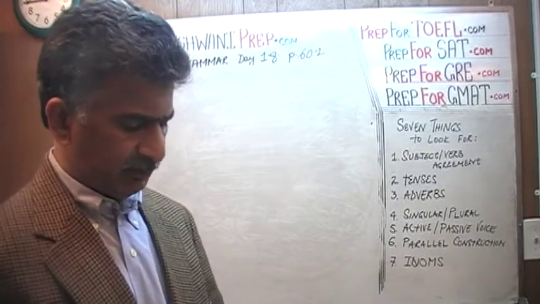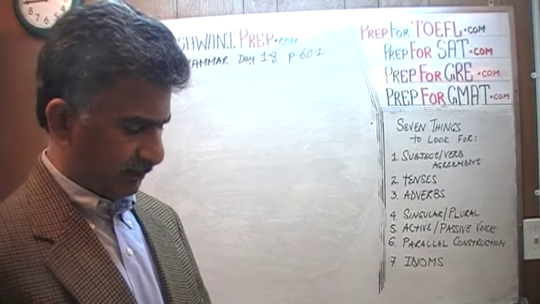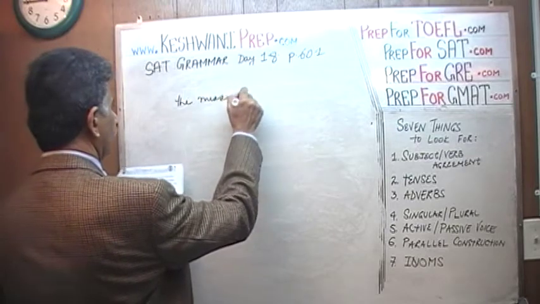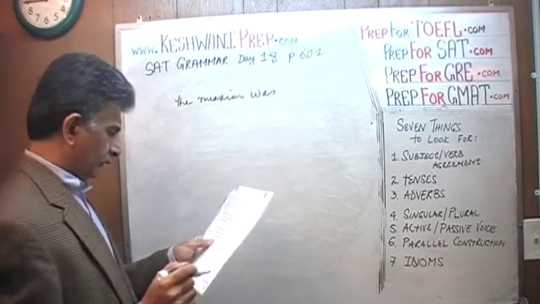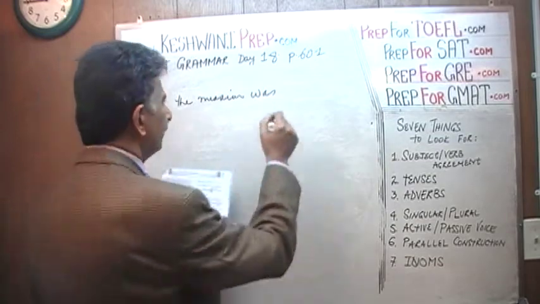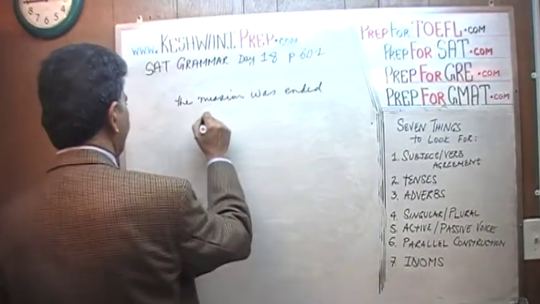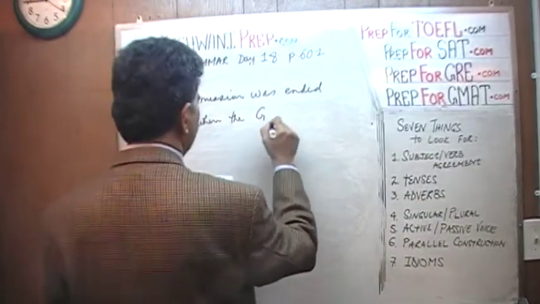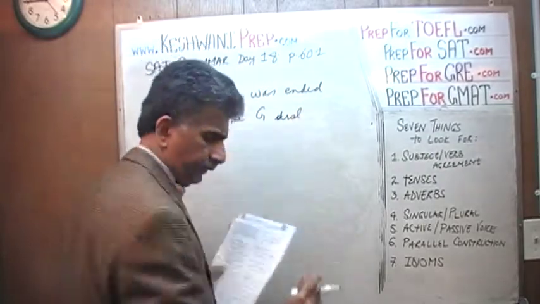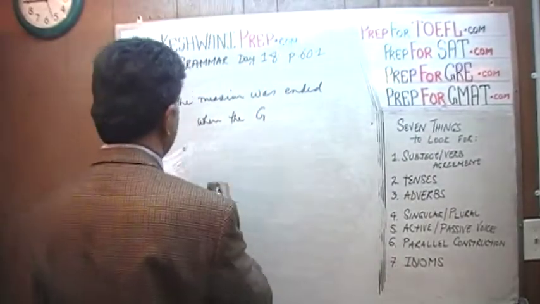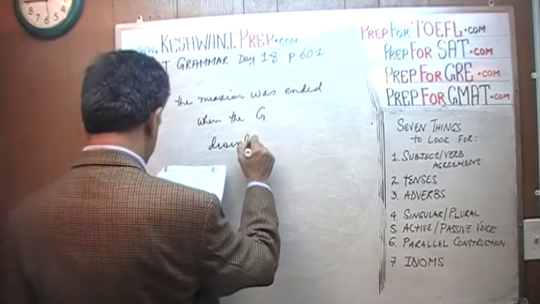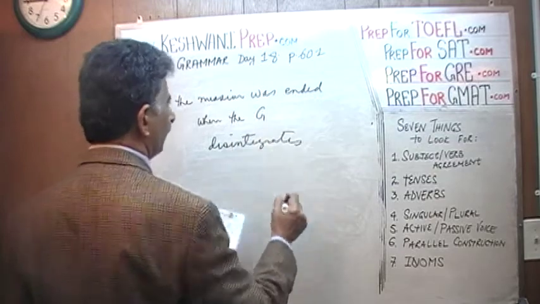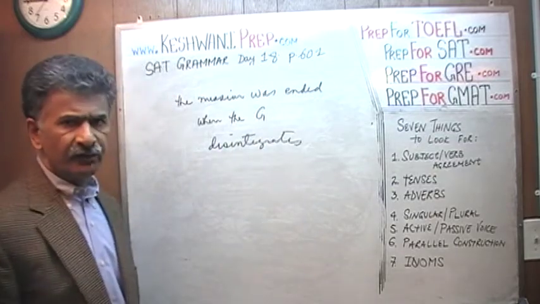14 years after the Galileo space probe was launched from the space shuttle Atlantis, the mission, we are told, was purposely ended when the Galileo disintegrates. As you can see, it's very straightforward, very simple.